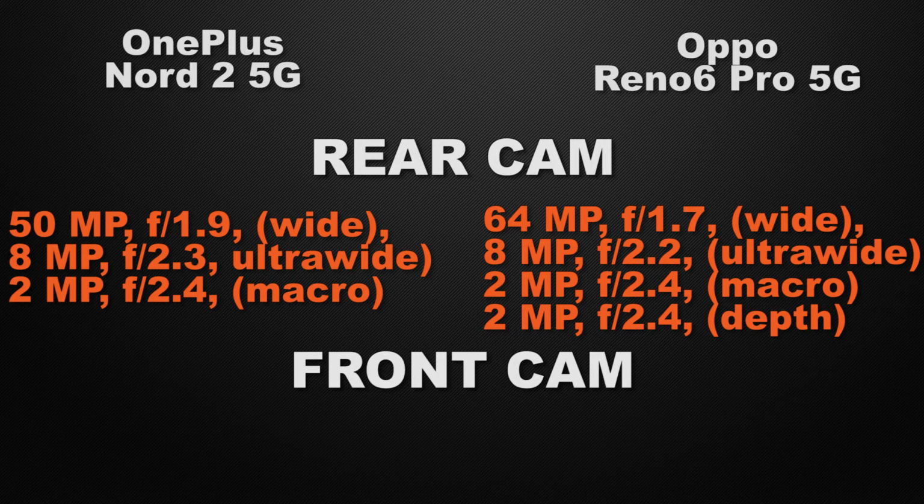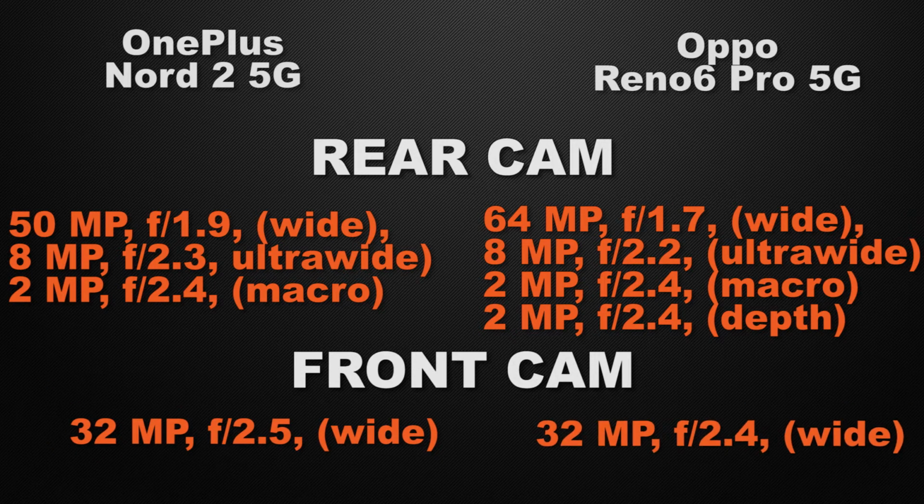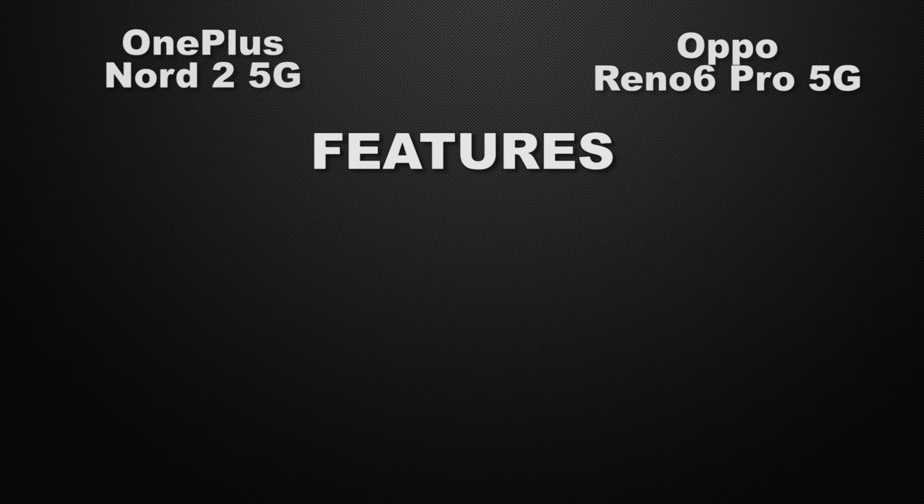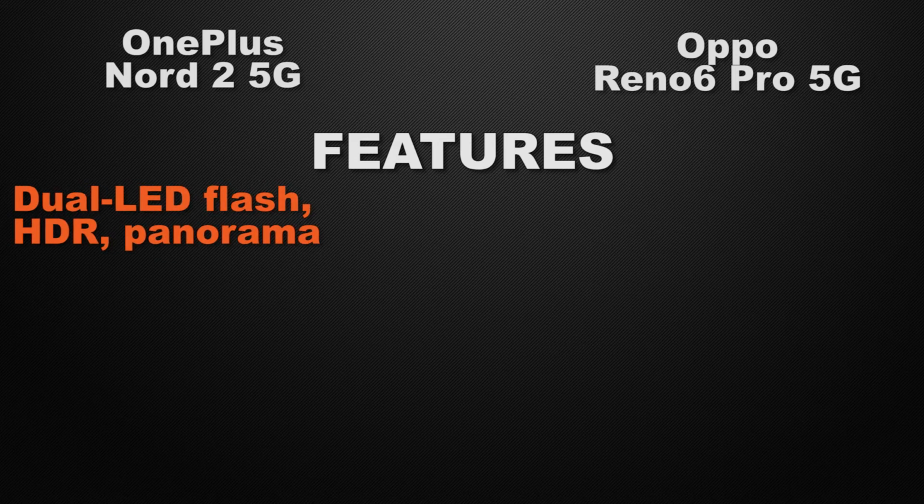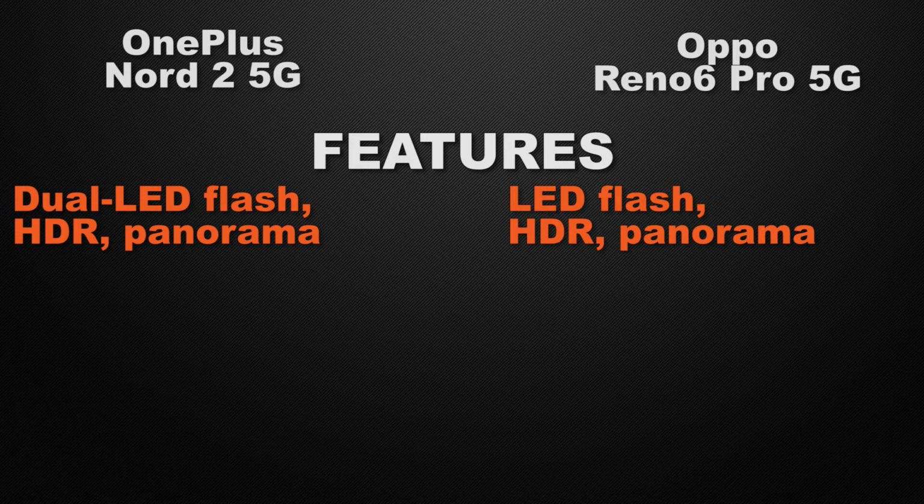And about the front camera of the devices, Nord 2 has a 32 megapixel wide camera, whereas Reno 6 Pro has a 32 megapixel wide camera. So the winner here is Reno 6 Pro because it has a lower aperture which can take less noisy photos in low light conditions. Let's talk about the camera features of the devices. Nord 2 has dual LED flash, HDR and panorama, whereas Reno 6 Pro has LED flash, HDR and panorama. So the winner here is Nord 2 because it has dual LED flash.